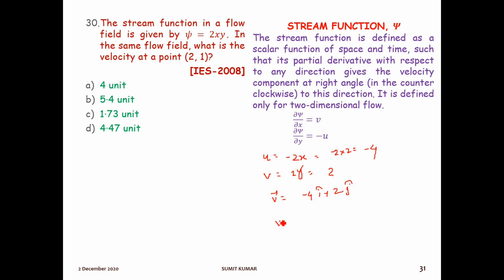So the magnitude of this velocity is what? Minus 4 square plus 2 square. So it will become 4.47 units. Okay. So option number D is the correct answer for this question.